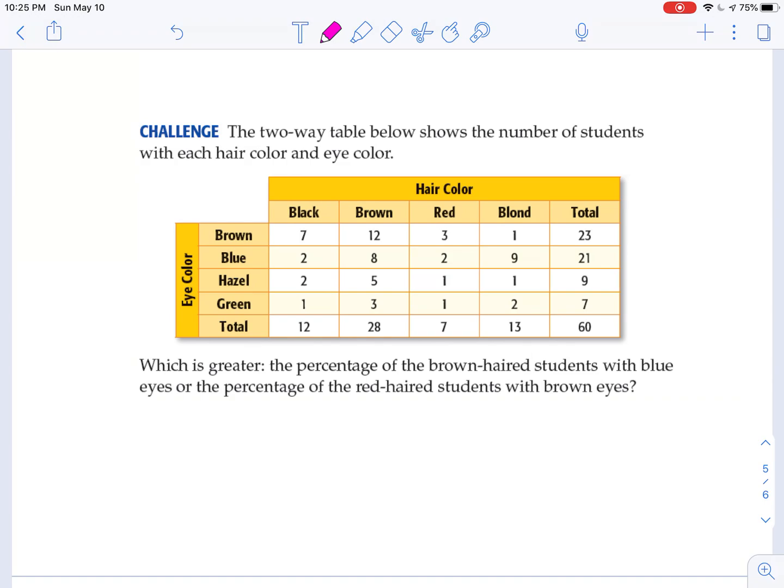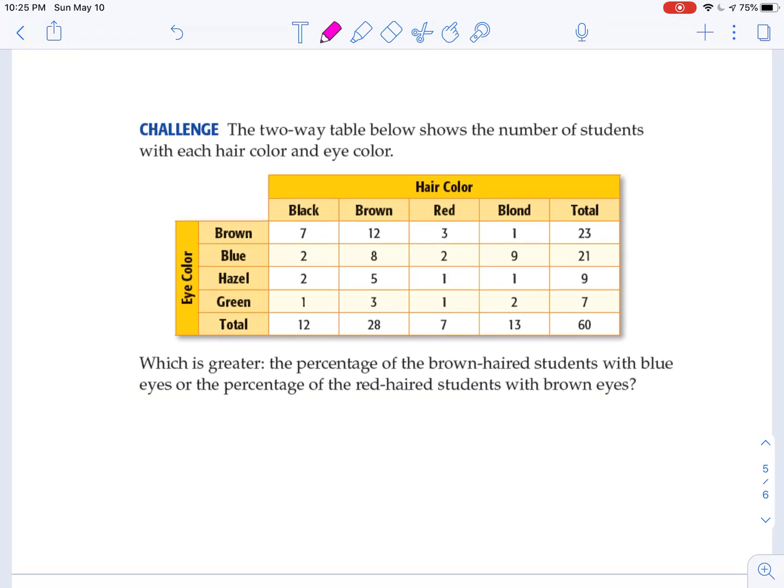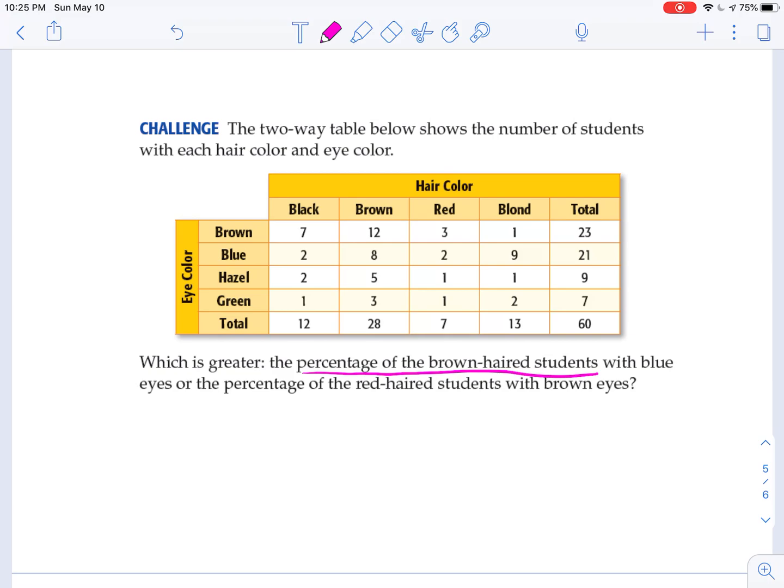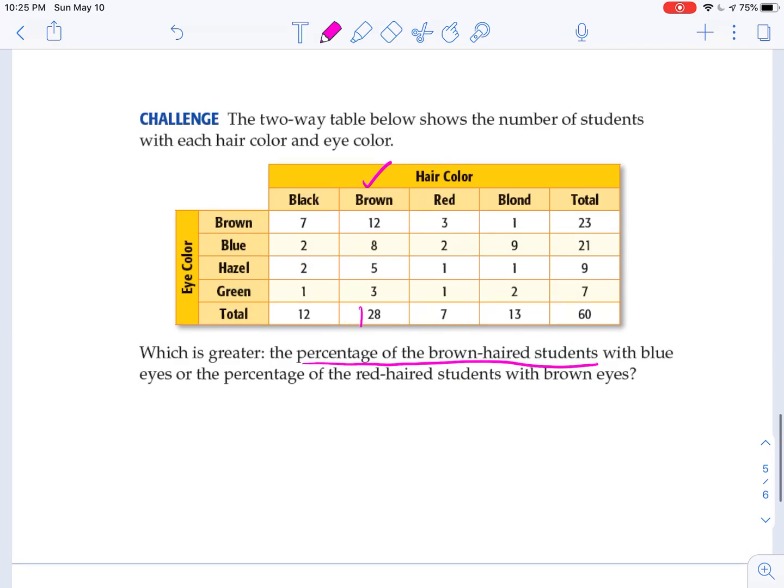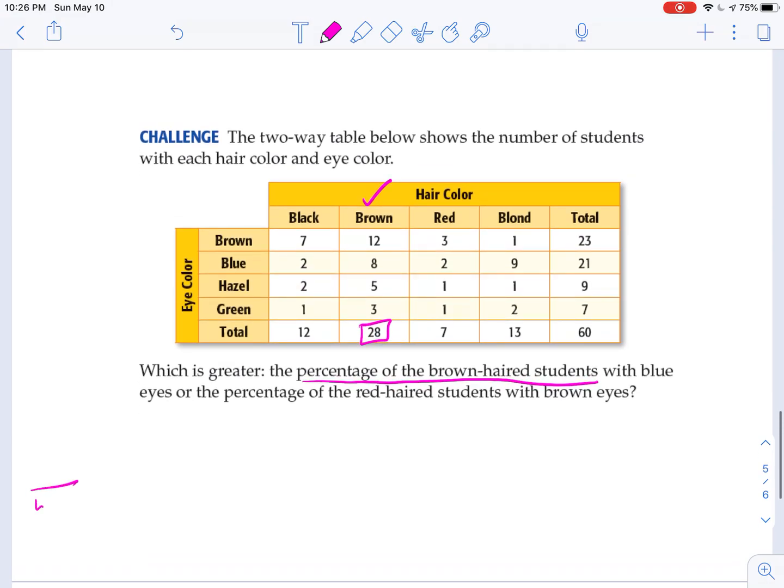Okay, well, what do we have to do here? Well, first, for each different category, we have to identify what's the larger group we're looking for. Because we're not looking at the percentage of total students, right? In the first question, we are asked to find the percentage of brown-haired students. So that means we're going to go to the hair column where we see brown and look at that total. Okay, that is the whole, right, of our part over whole percentage fraction. So my group I'm looking at is brown hair students, and that is 28.